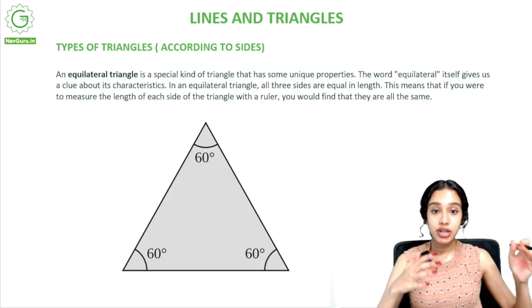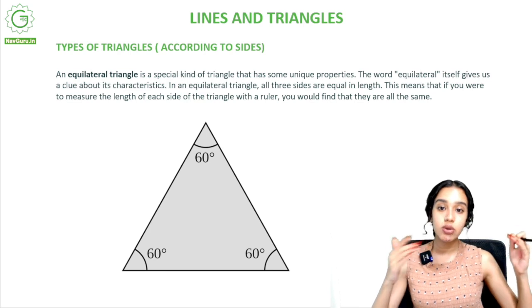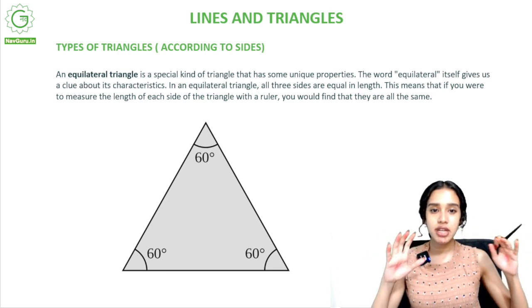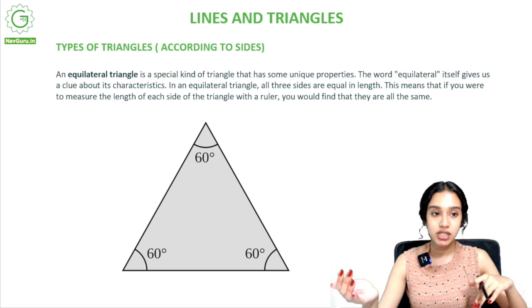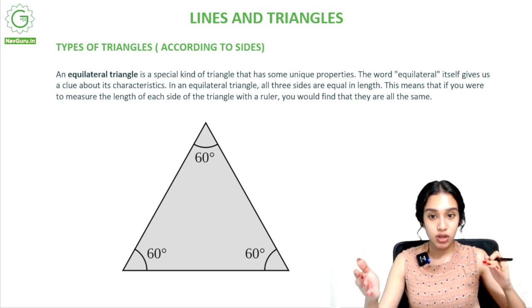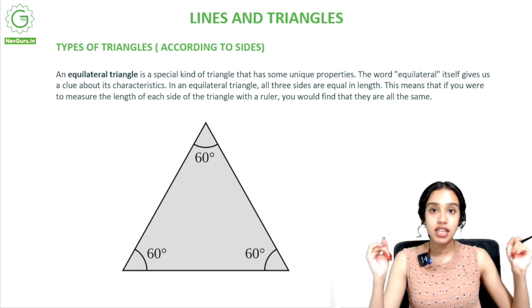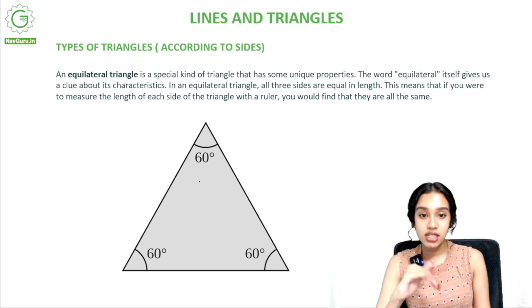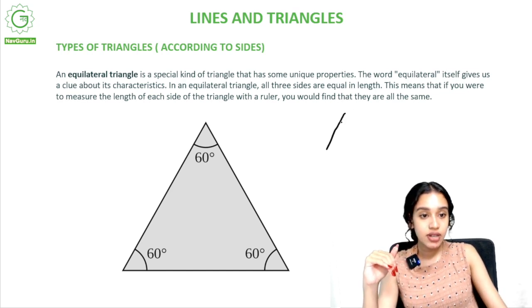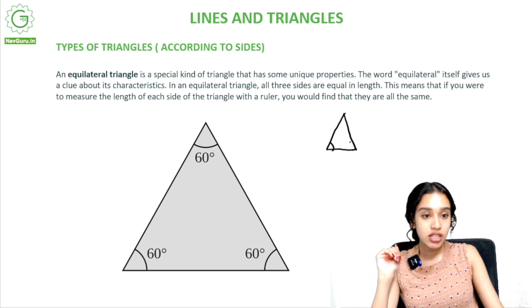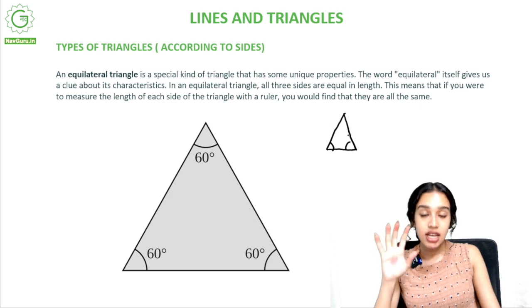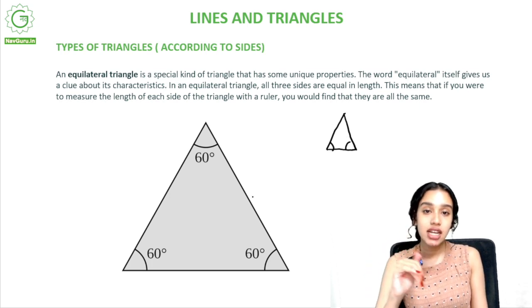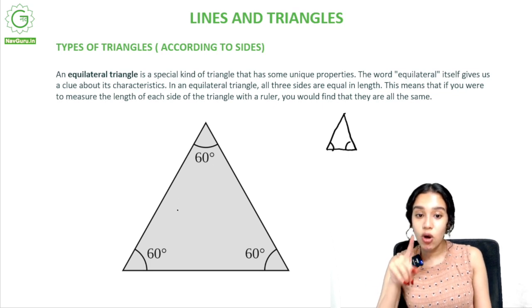Now, the last type of triangle which is classified according to the sides is the equilateral triangle. An equilateral triangle is a special kind of triangle and it has some unique properties. The word equilateral itself gives a clue about its characteristics, that is, all three sides are equal in this type of triangle. So, what does this imply? It says that all three sides are equal. When we said that in an isosceles triangle, two sides were equal and one of them was different, these two angles were equal and we had a different angle. In the case of an equilateral triangle, we have three sides equal. That means all three angles are equal because all these lines are equal.